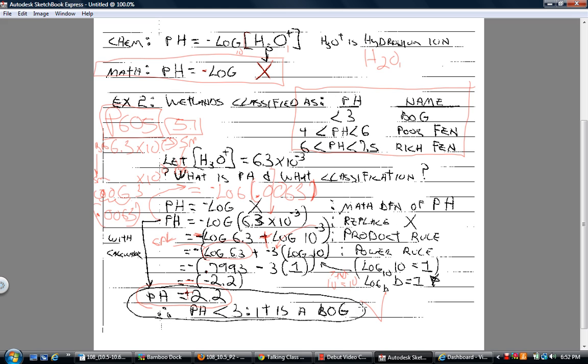Okay, so there you go. That's example 2. Page 3, I think we're going to work another one, go in the reverse direction, so I'll see you then on page 4.